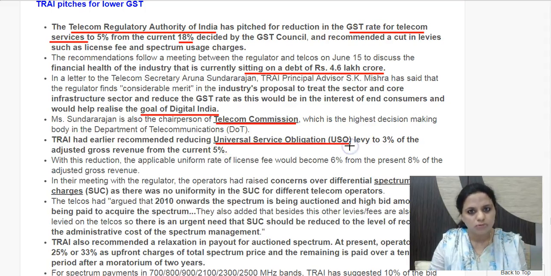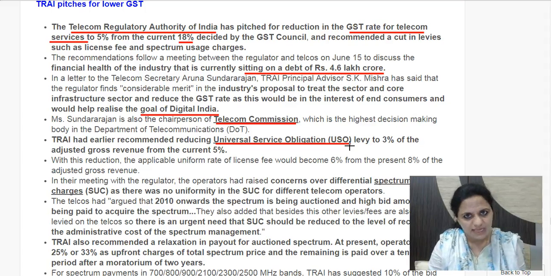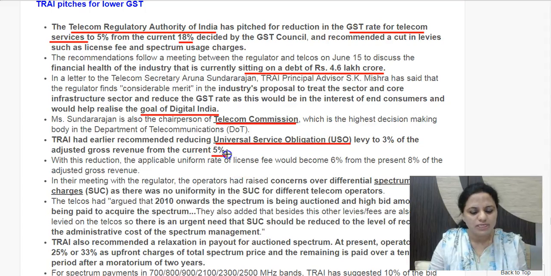So you should know about USOF too. This is a fund accumulated to provide telecom services in rural areas. It is the Universal Service Obligation Fund, and it is provided by the government through a levy imposed on the telecom sector. 5% of adjusted gross revenue has to be paid as a levy to this fund, which will be utilized by the government for providing telecom services in rural areas.